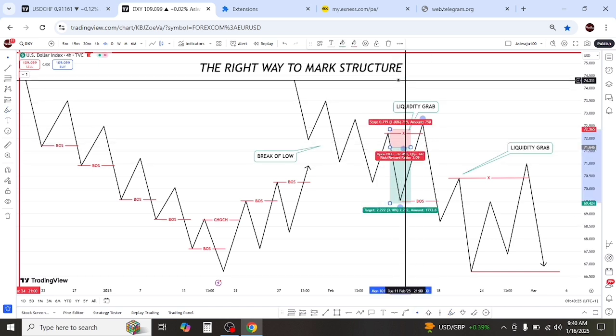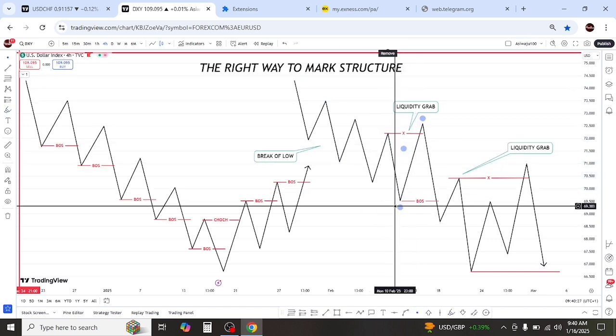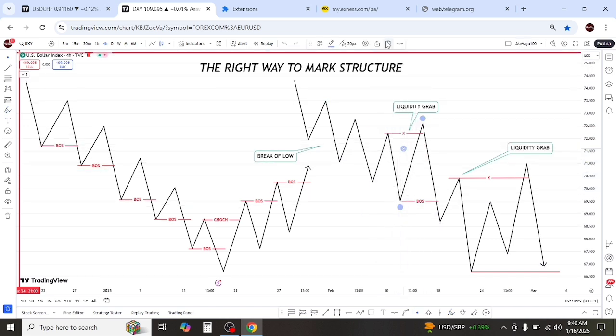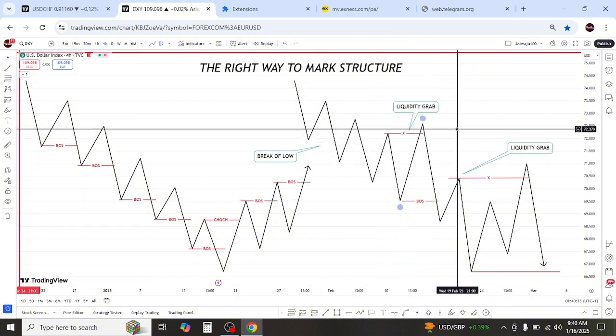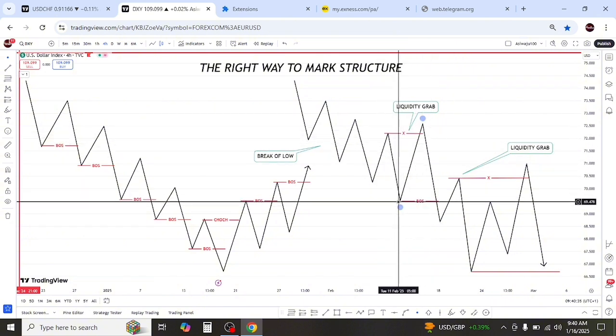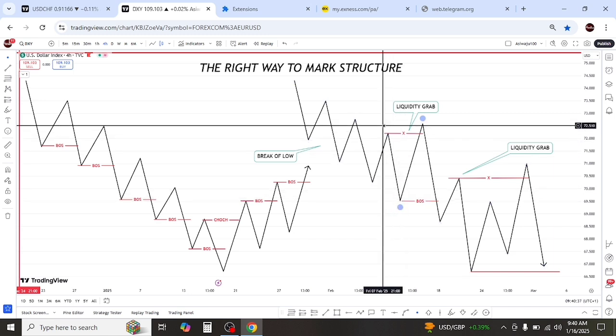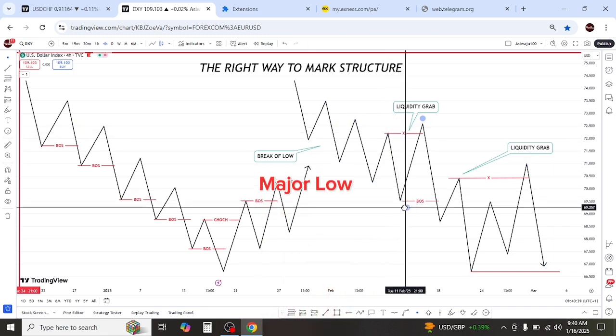As you can see here, price reversed from this point and took out this previous high. So immediately price reversed and took out this previous high. This low becomes what? This low becomes our major low.